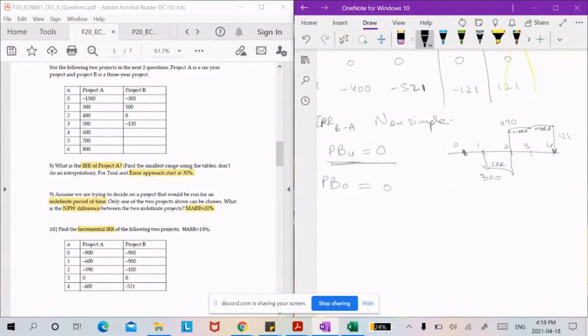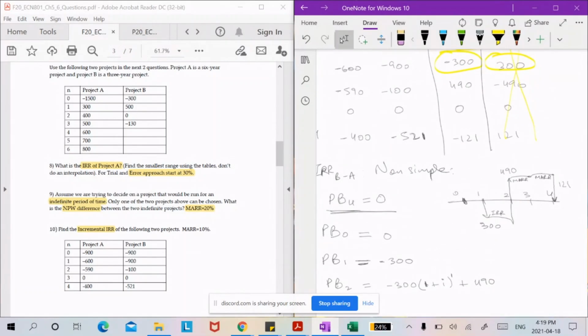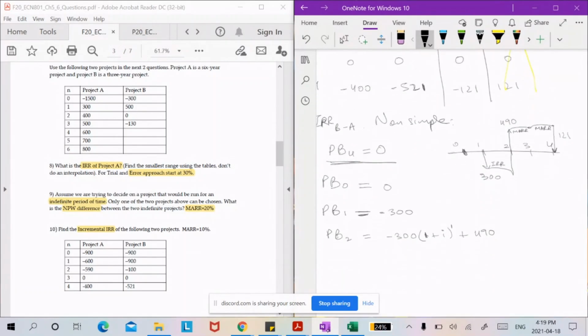Okay. Now that we have the cash flow, we know what we need. So PB0 is going to be 0. Project balance at the end of the first period is just negative 300. Then in the second period, the IRR is going to be affecting the project balance in the first period. So minus 300, moving it forward by 1 plus I, 1 period forward. And we also have a 490 payment, plus 490, because this is being added. This is the project balance at the end of 2.